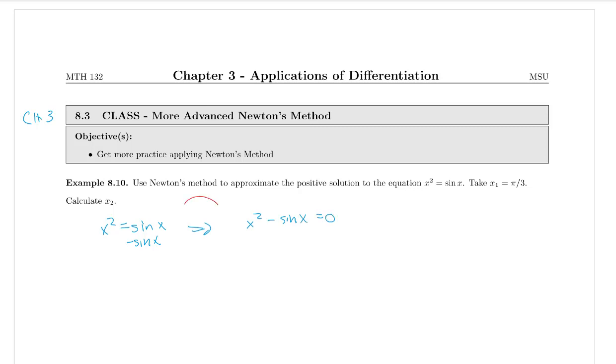These two equations have the same solution set, and therefore we can choose our function that we're trying to find the roots of to be x squared minus sine of x, which is kind of similar to what we did when we were using the intermediate value theorem to figure out where things were positive or negative. But in this case, we're trying to find the roots of f.